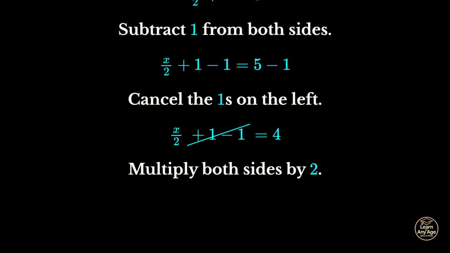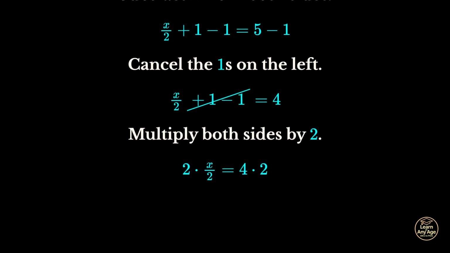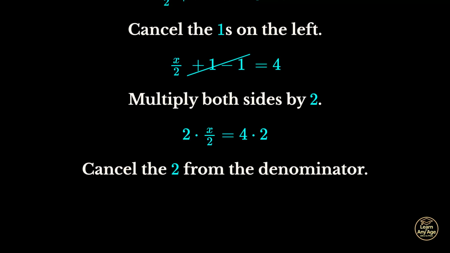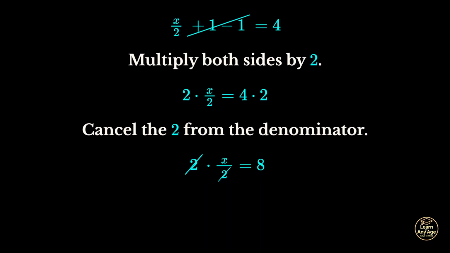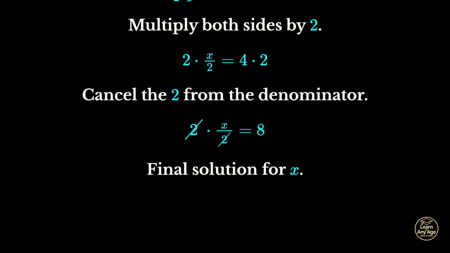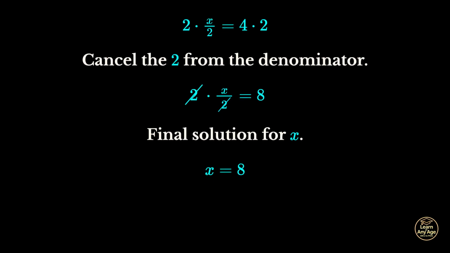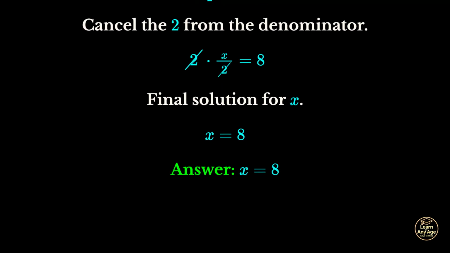Multiply both sides by 2. 2 times x over 2 equals 4 times 2. Cancel the 2 from the denominator. 2 cancelled out times x over 2 cancelled out equals 8. Final solution for x. X equals 8. Answer: x equals 8.